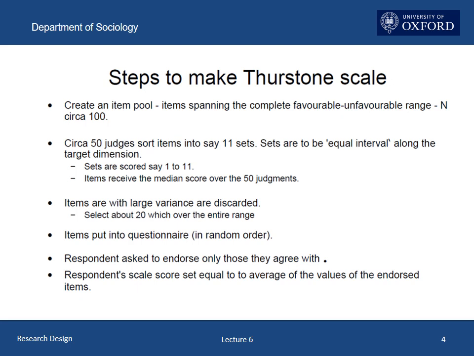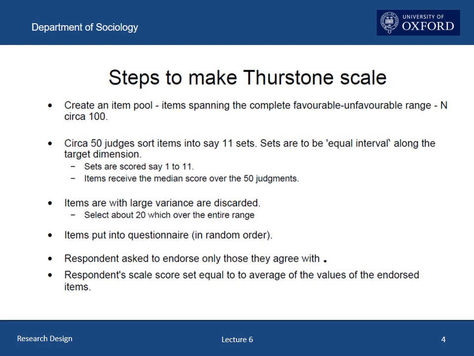First, we need to create an item pool consisting of items that span the complete range of responses, from very favourable to very unfavourable. It is reckoned that this pool should consist of at least 100 items. Then, around 50 judges sort the items into, say, 11 sets. They are instructed to do this so that the sets are ordered with equal intervals along the target dimension. Of course, what an equal interval is will be entirely a subjective matter for each of the judges.